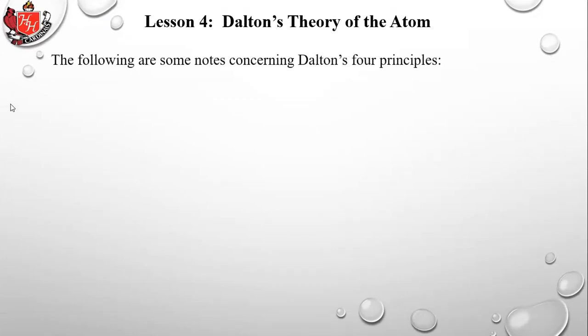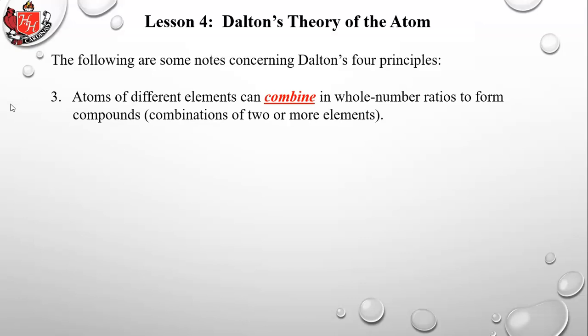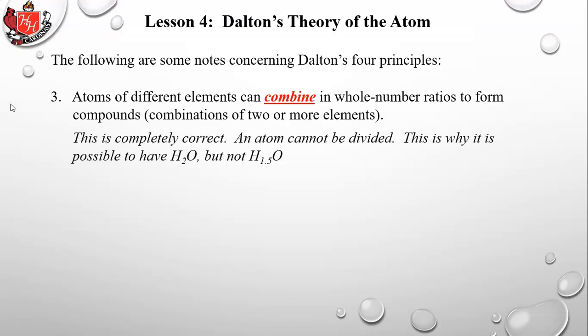The following are some notes concerning Dalton's 4 principles. 3. Atoms of different elements can combine in whole number ratios to form compounds, combinations of 2 or more elements. This is completely correct. An atom cannot be divided. That's why it is possible to have H2O but not H1.5O.